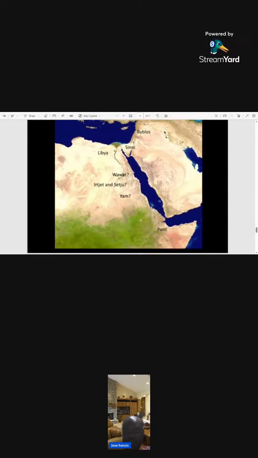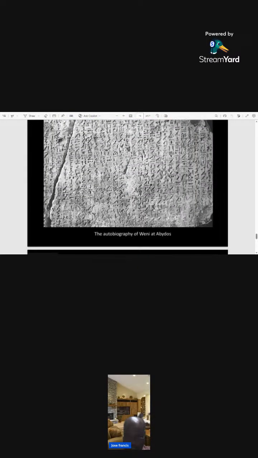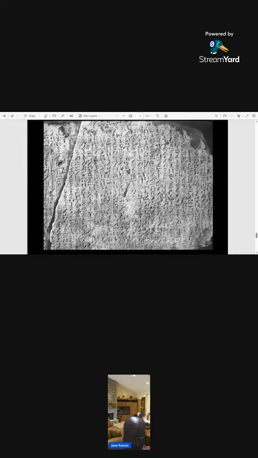So here's a map of the different places they're talking about: Wawat, Urjet, and Seju, Yam, Punt. Just a brief map. Here's some more text, the autobiography of Weni at Abydos.